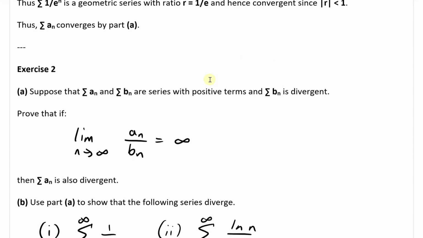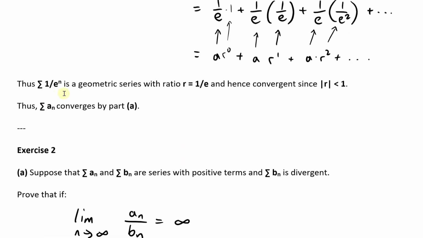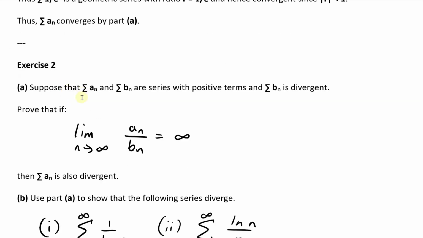So yes, fascinating stuff. Alright, so now let's look at exercise 2, and it's pretty much the exact same as exercise 1, but now we're dealing with where the ratio approaches infinity instead of 0. So this is, again, the limit comparison test. So let's look at exercise 2, part A. Suppose that the series an and bn are series with positive terms, and the summation bn is divergent.